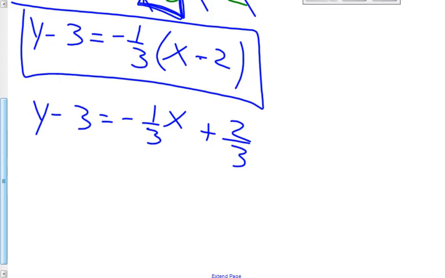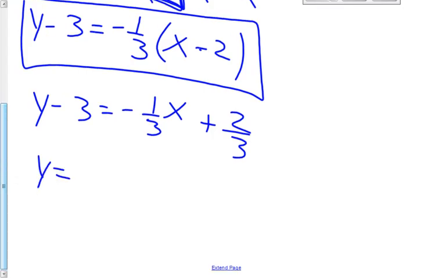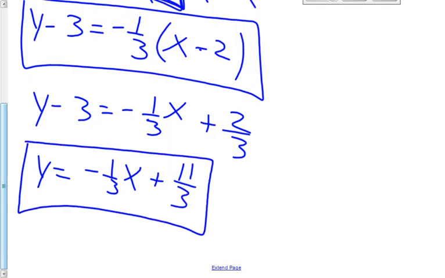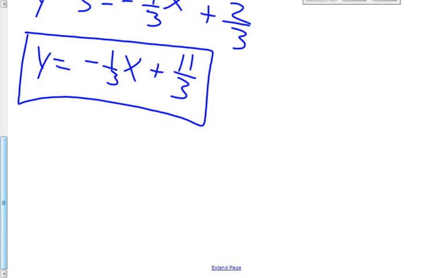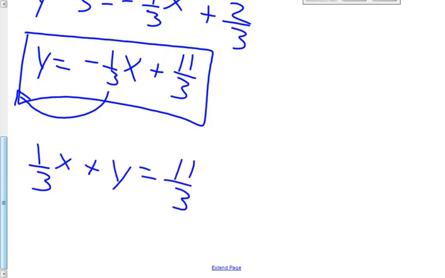And then we have to add 3. So y equals a negative 1/3 x. We would have plus 3 2/3, which would make a positive 11/3. This is answer number 2 in y equals mx plus b form. Answer number 3, standard form. Let's get this 1/3 x over here. So adding that 1/3 x plus a y equals 11/3.